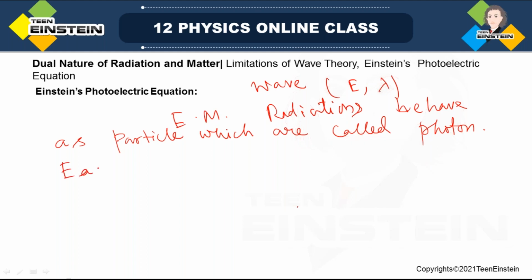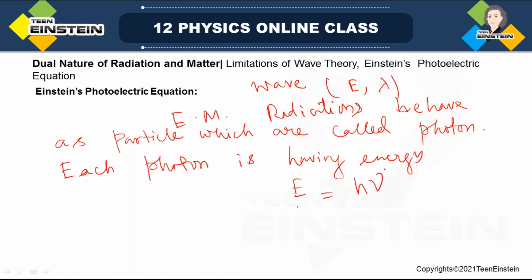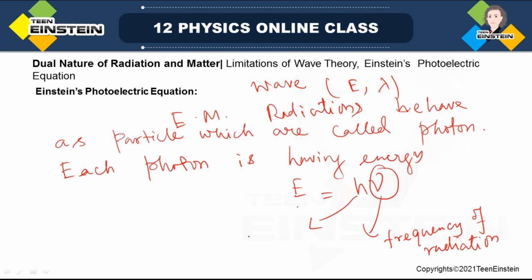And each photon has energy E equals h nu. What is this nu? Nu is the frequency of the radiation. And this h is the Planck constant.